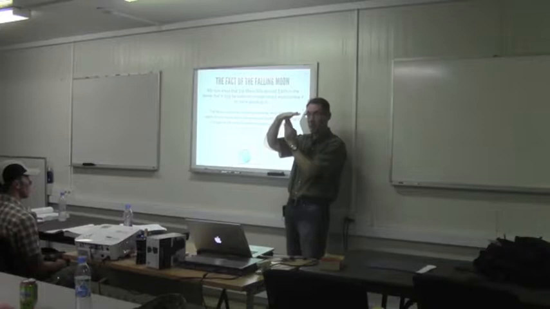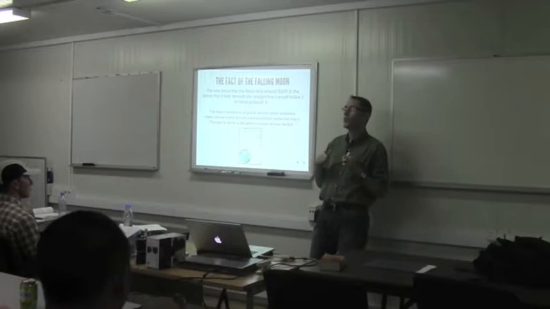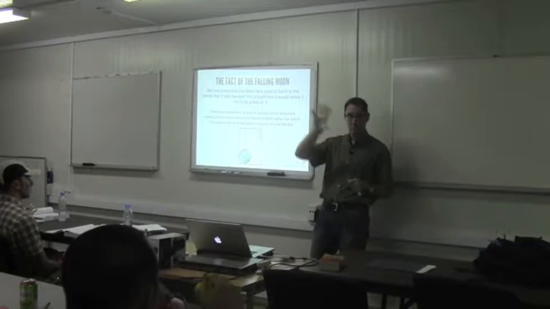Now, is the moon on an axis as well? Does it rotate? Interesting question. The moon actually has stopped rotating. That's why we always see one side. You know the dark side of the moon? That's because the moon has actually stopped rotating. We'll probably talk about why that's the case when we get to astronomy.